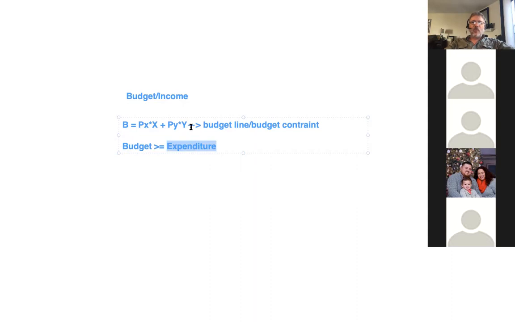So it's important that when you look at this problem, you can see that the expenditure side of it is what's on the right hand side in the equation that's above. Okay. This is the consumer's total spending on the two goods.